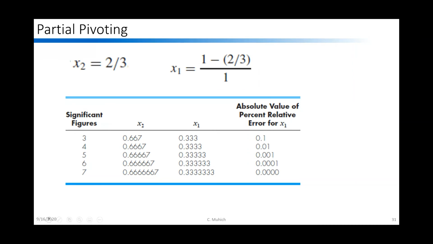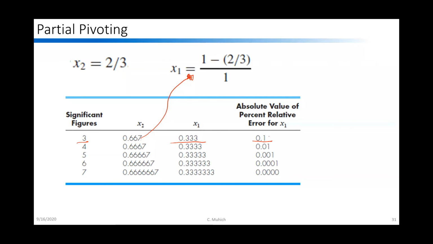So I can do the same exercise. Let's take 3 significant figures. I'm going to say x2 is 2/3, but I'm only going to represent it by 3 significant figures. That's 0.667. When I punch that into that x1 equation, I end up with 0.333. In that first use, with only 3 significant figures, my relative error is only 0.1%.